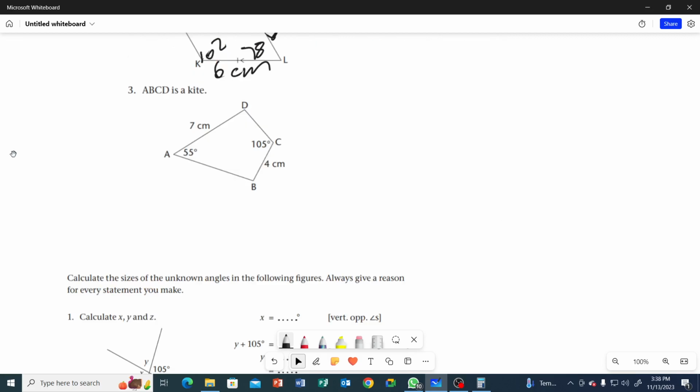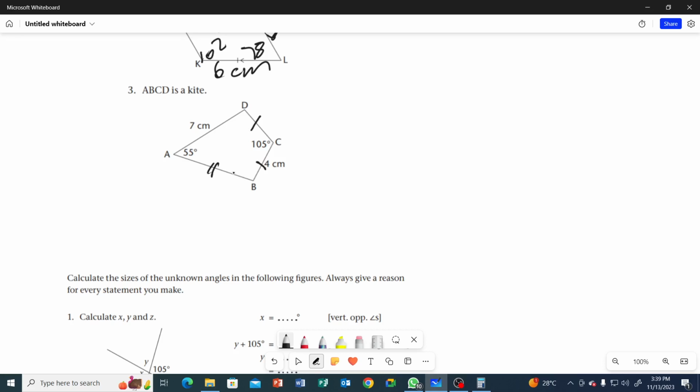Now a kite. Okay. What do you know about a kite, guys? What do you know about the properties of a kite? I can tell you what I know about a kite. This line is equal to this line. This line is equal to that line. Then angle D is equal to angle B. So that's what I know about a kite.